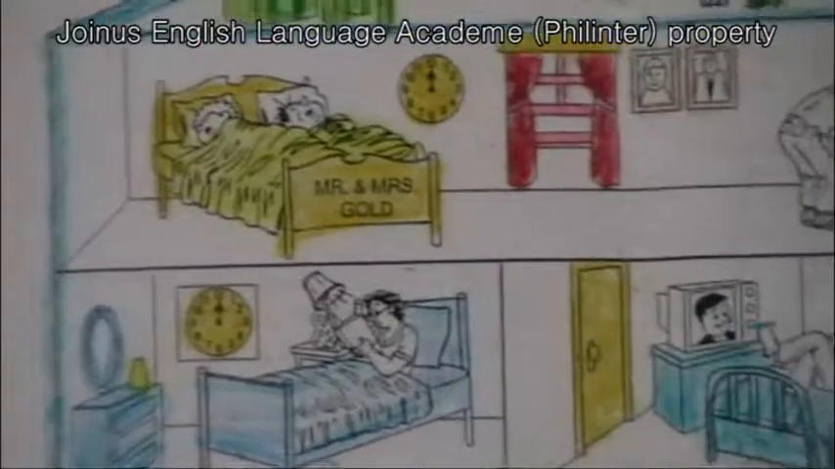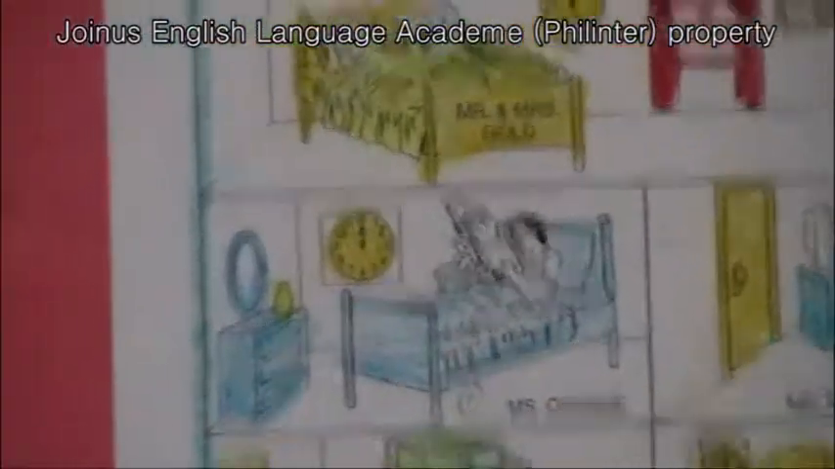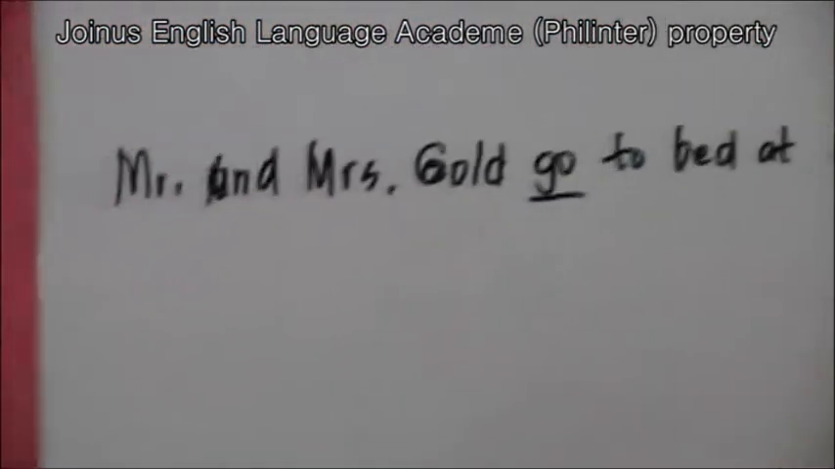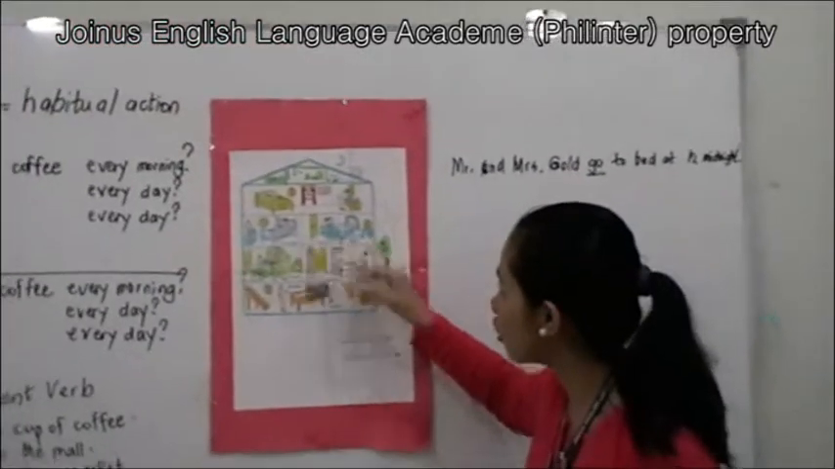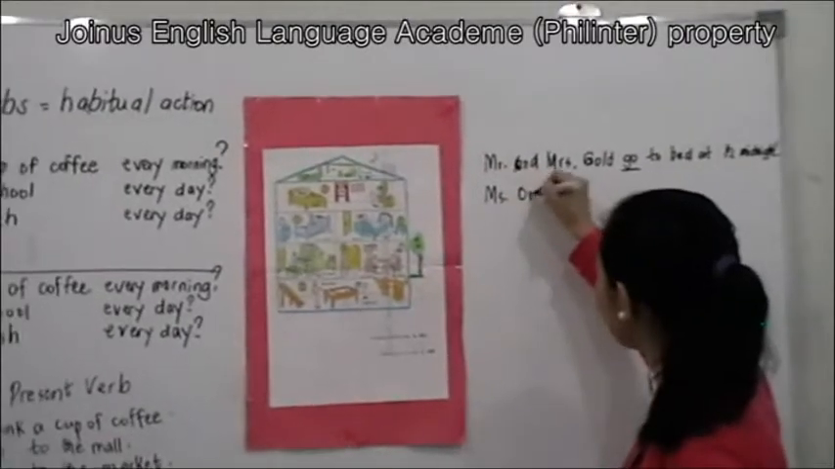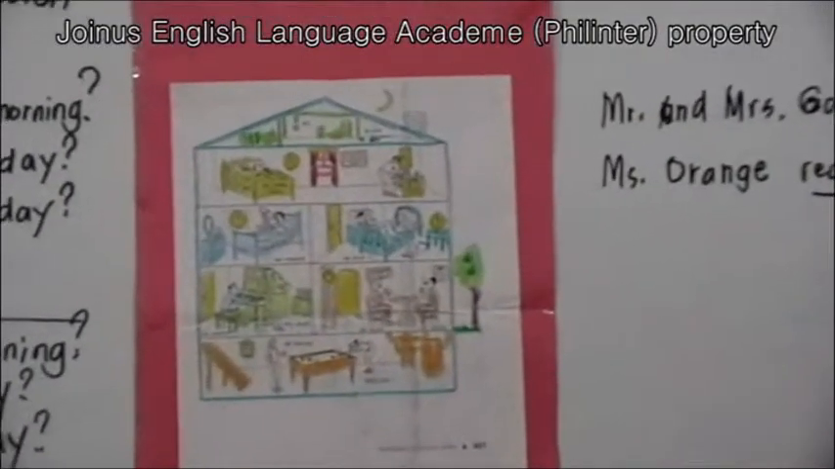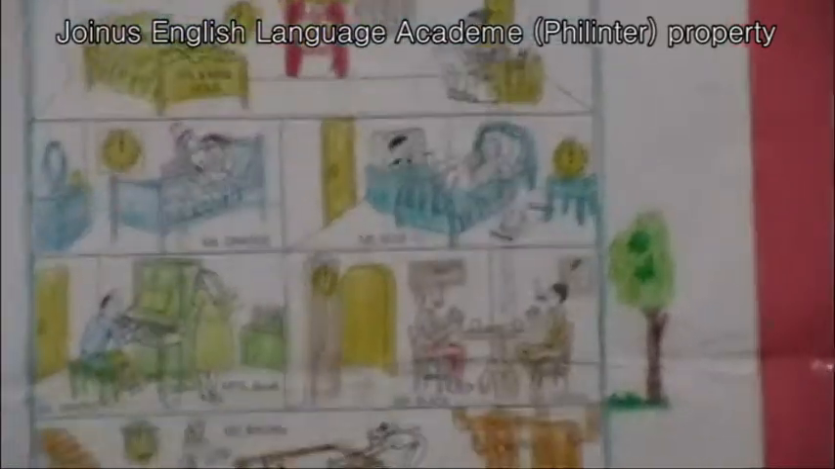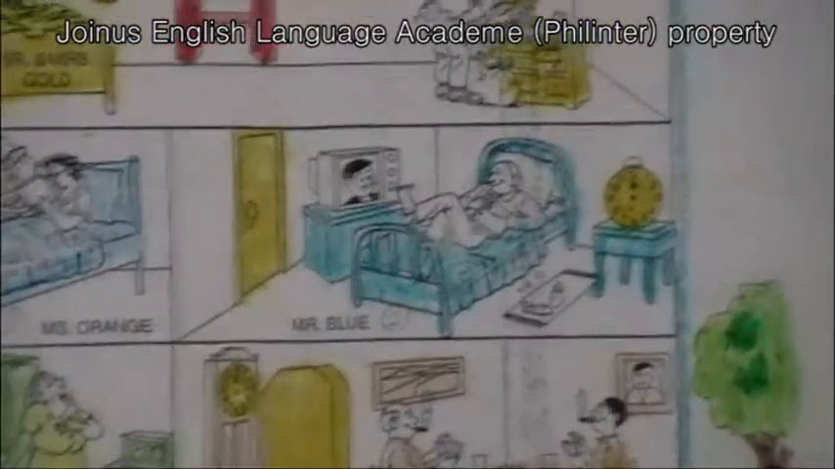It's 12 o'clock, alright, so we say, Mr. and Mrs. Gold go to bed at 12 midnight. Okay, that's right. And here, let's take a look. What does Miss Orange do every day? Miss Orange reads a book every day. And let's have Mr. Blue. What does Mr. Blue do every day? That's right, Mr. Blue watches TV every day.